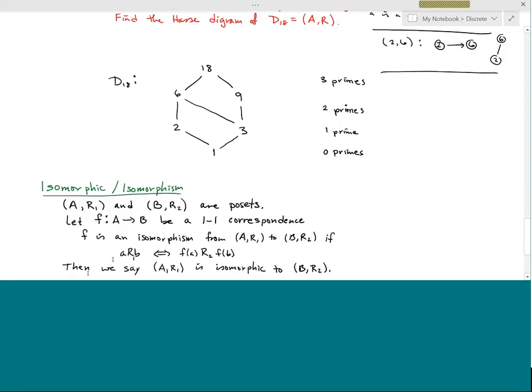Then, if we have that isomorphism existing, that function existing between the two posets, we say poset 1 is isomorphic to poset 2. So that's all the official, very technical terms of what's going on. Here's what that means.